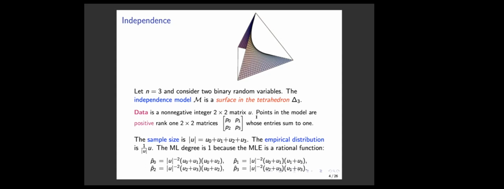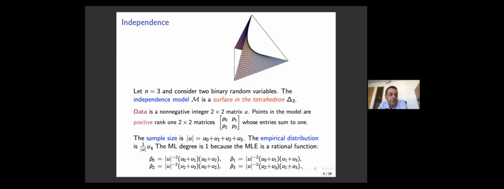So we organize that into a 2x2 table. And then to be independent means that this matrix has rank 1. Perfect independence would say rank 1, that means we're on the surface. And if we're on one side or the other, there would be a positive or negative correlation. The sum of the entries is called the sample size. The empirical distribution is obtained from the sample by dividing by the sample size.